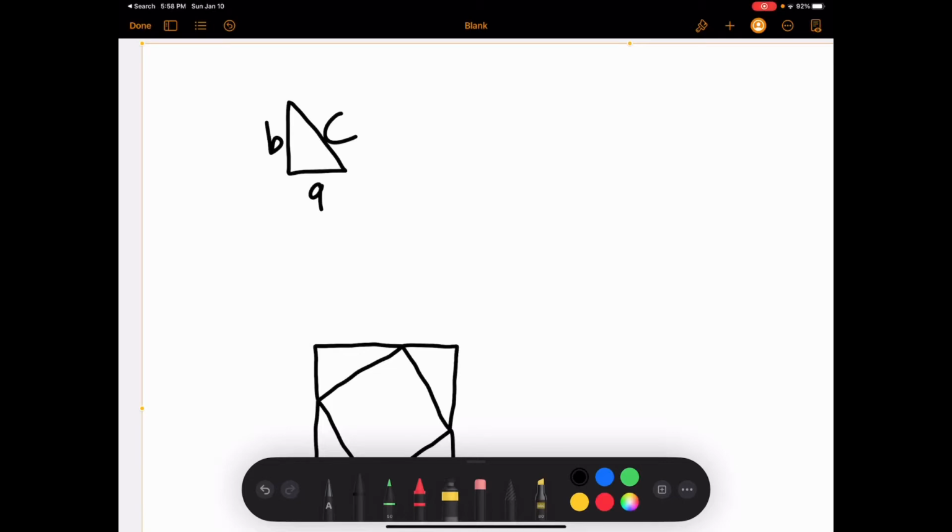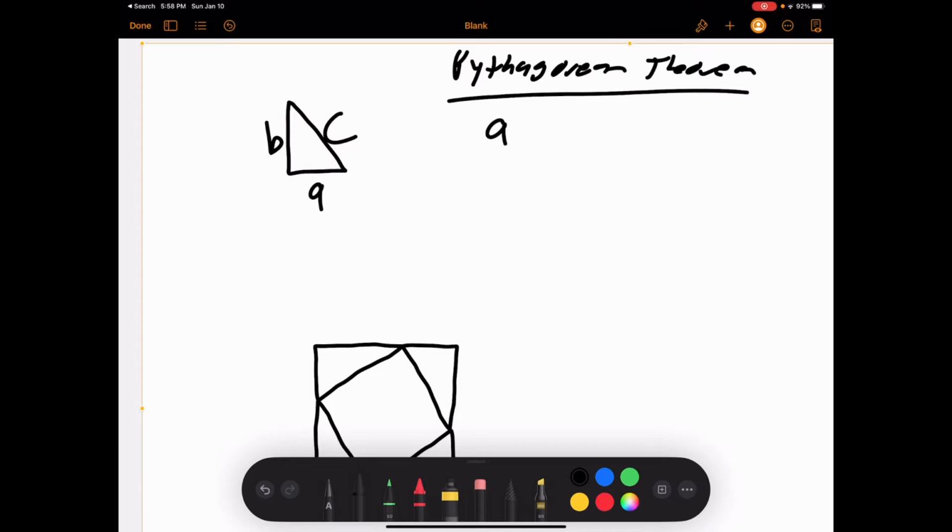Something that you learn a lot of the times in middle school, you learn it again in high school, you learn it again in some college classes like this one, is the Pythagorean theorem. And the Pythagorean theorem is just a squared plus b squared equals c squared when you're talking about right triangles.